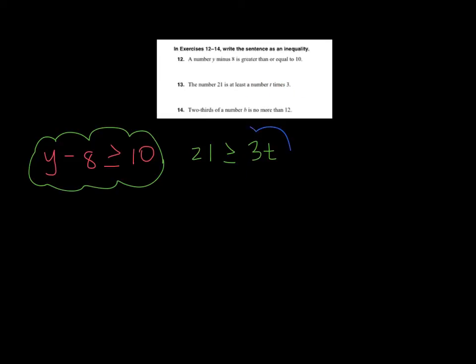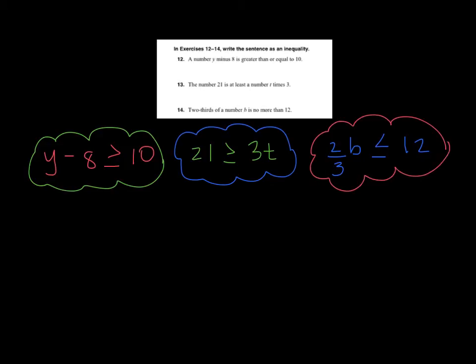Okay, so this last one says 2/3 of a number b is no more than, so that means it has to be less than or equal to 12. So 2/3 of a number b is written as 2/3 b. No more than, that's less than or equal to 12. Okay? And on all of these, all we had to do is translate, so you've written the inequality and you're ready to move on.